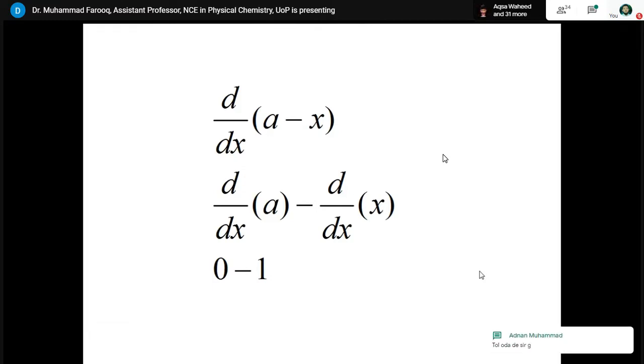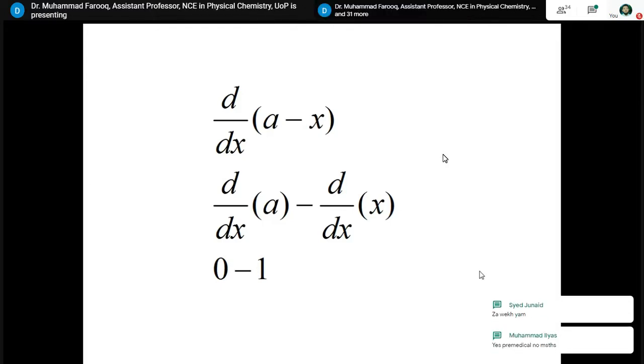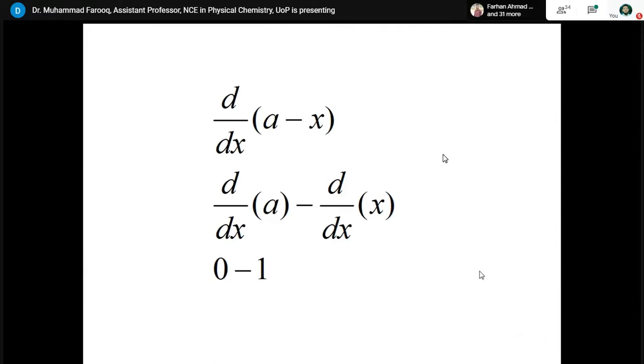Can I write or not? The above this one. Yes, sir. Clear? Yes, clear. Now, derivative a is a constant. This is the rule: d divided by dx of a constant is equal to zero. This becomes zero. Now dx divided by dx, what will you get? Minus dx divided by dx, you will get minus 1. This clear or not?